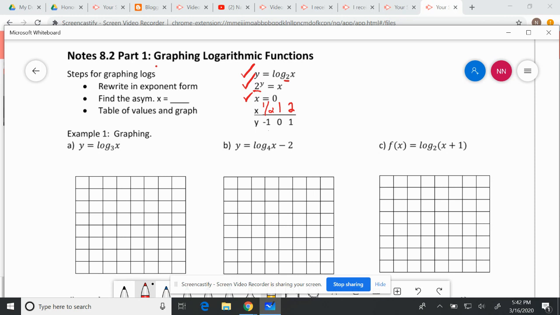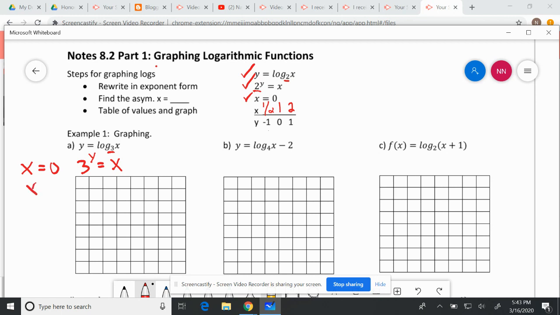Looking at our first example, we're going to write it in exponential form. Notice that our base number is 3. So what we have is 3, our exponent is the y, and it's equal to x. We're going to have a vertical asymptote at 0.